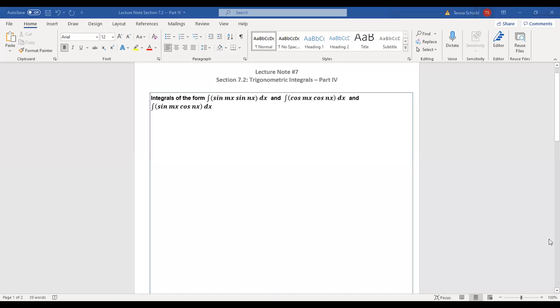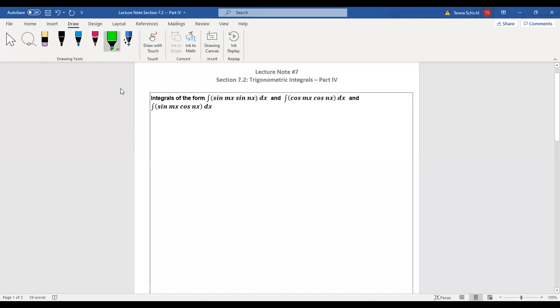All right, in these lecture notes, like we said, we're going to talk about the integration form where you have the combination of sine mx, sine nx, or cosine combinations, or sine and cosine combinations. There are 3 sets of key identities, the key formulas we're going to use for this type of integration. So the key formulas, we have 3.